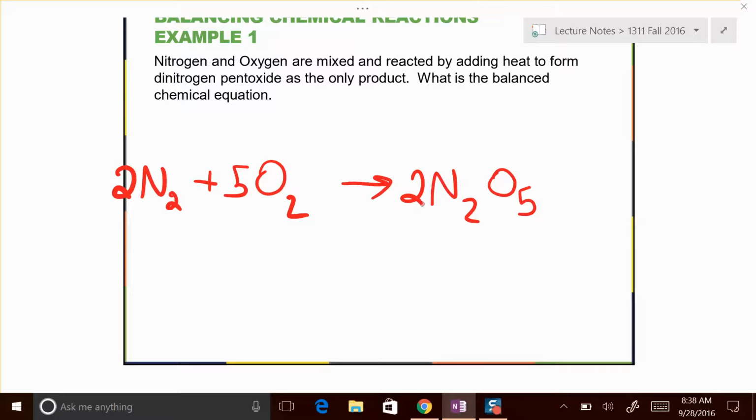How many nitrogens do I have? 4. How many over here? 4. How many oxygens? 10. How many oxygens? 10. So it's balanced. Okay? So whenever I multiply everything by the same number, it maintains the balance. So I can use that half as a tool to find the balance, and then I can get rid of it by multiplying by 2 and maintain the balance. Okay? So that simply is a tool that I can use to help me do that.